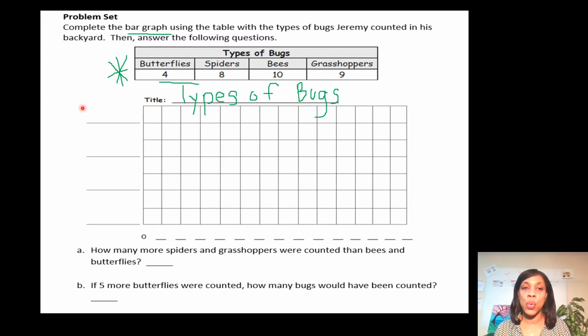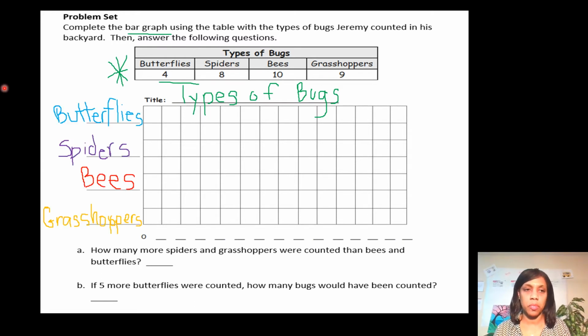Next, we're going to write our labels on these 4 lines here. Our labels are going to be the bugs that Jeremy saw: butterflies, spiders, bees, grasshoppers. We're going to write them in now. So you write in the words butterflies, spiders, bees, and grasshopper. Those are your labels.